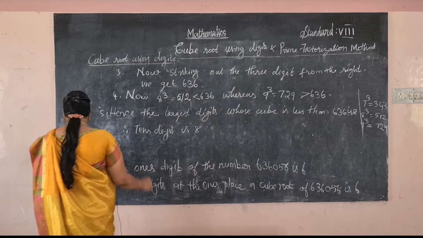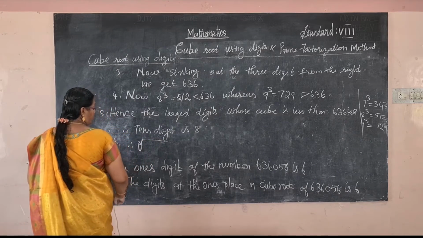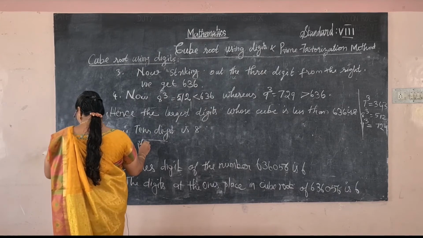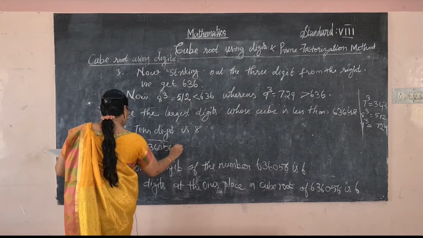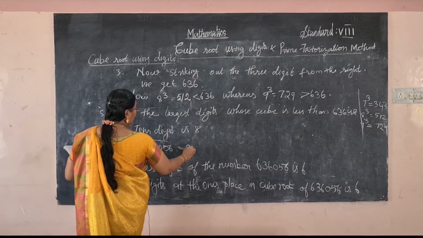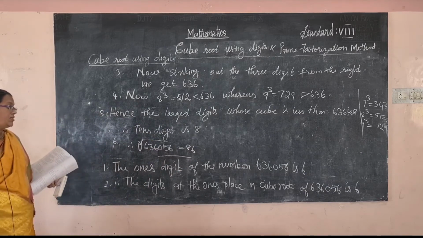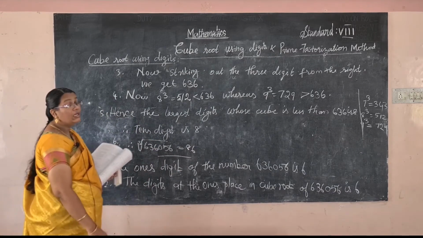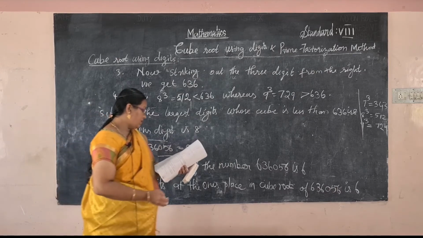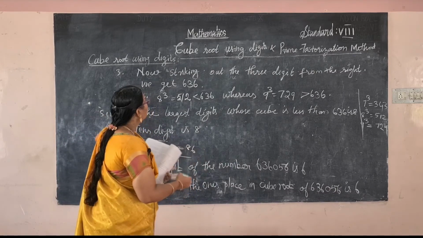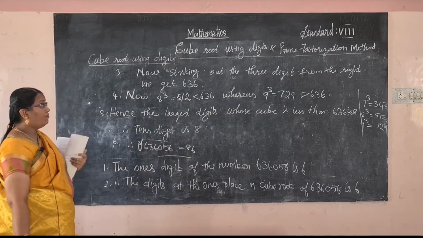And the sixth one, the cube root of 6,36,056, what is the value? The tens digit is 8, the ones digit is 6. The cube root of 6,36,056 is equal to 86. That's it. Now see the next method, finding the cube root by using the prime factorization method.